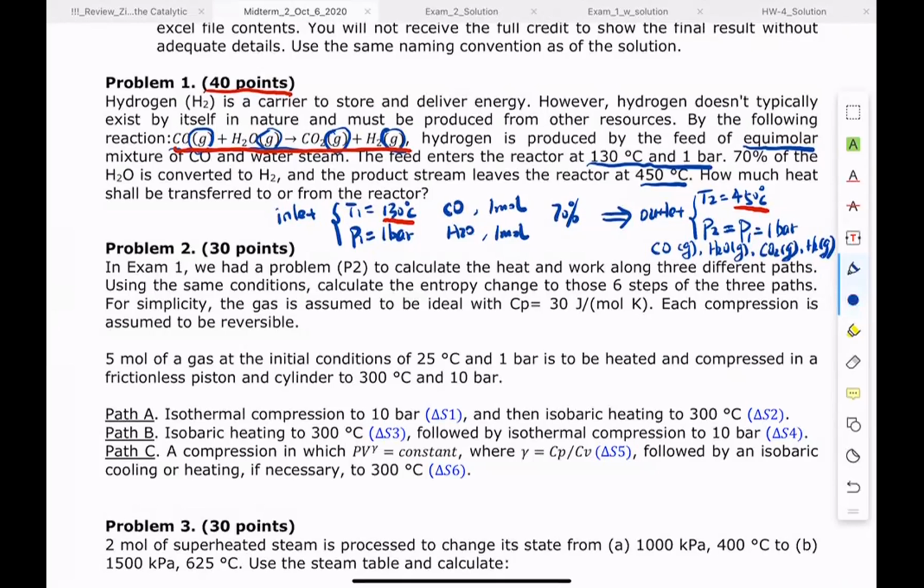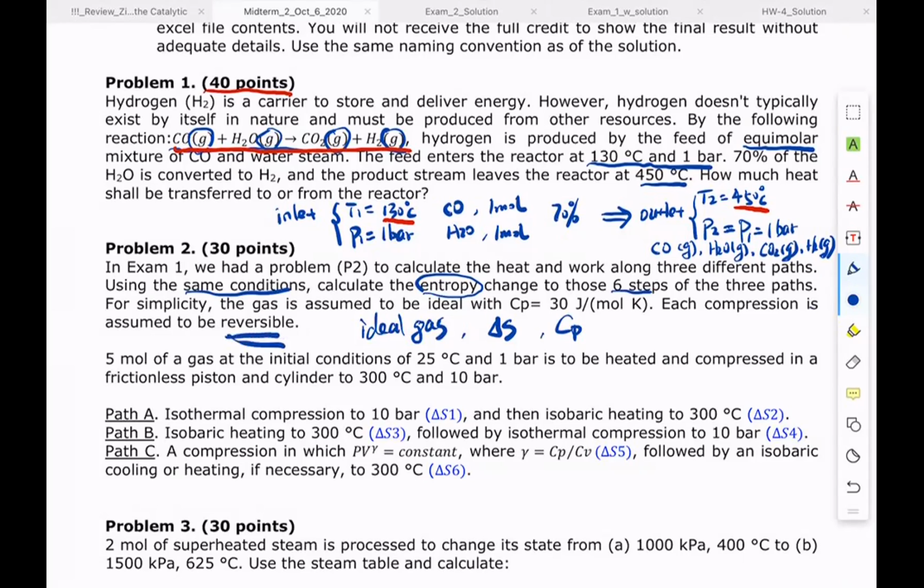Calculate the entropy. This is the entropy change to those 6 steps of the 3 paths. For simplicity, the gas is assumed to be ideal. So this is ideal gas. And we need to calculate, if we are going to manipulate the ideal gas, what would be the entropy change? Okay. So we have the Cp value, and even better, we are going to have the reversible.